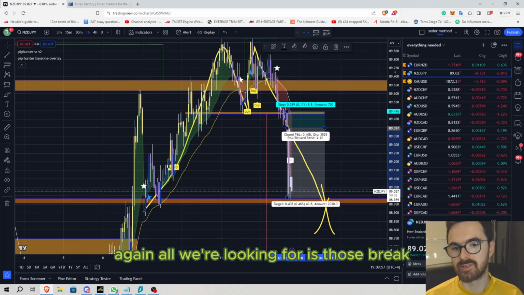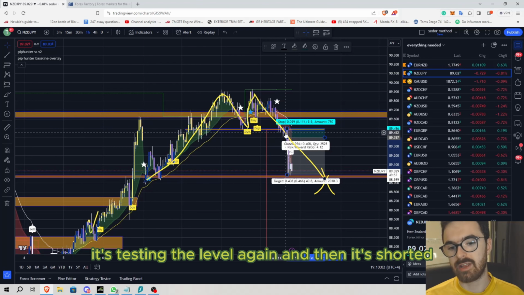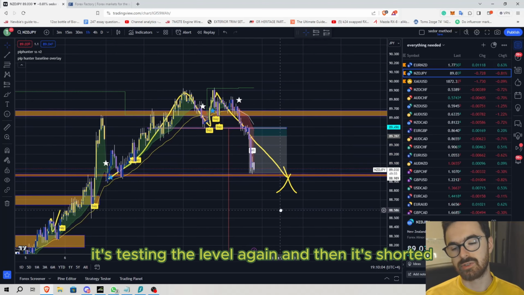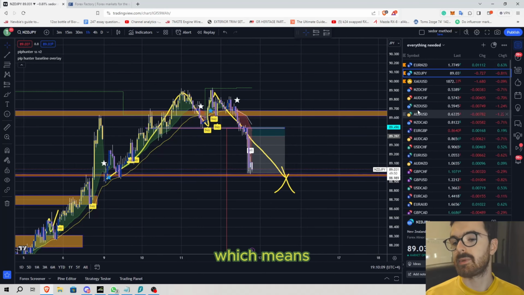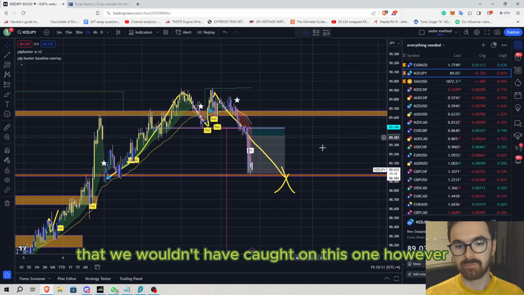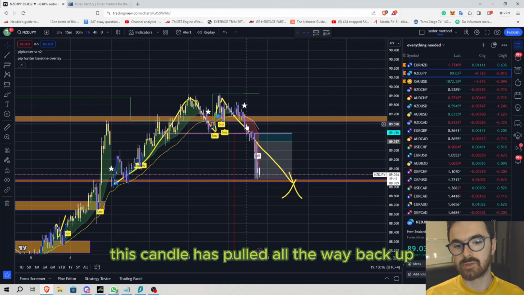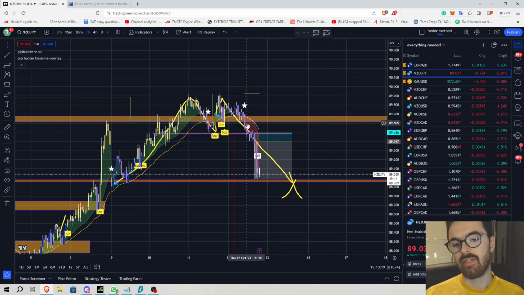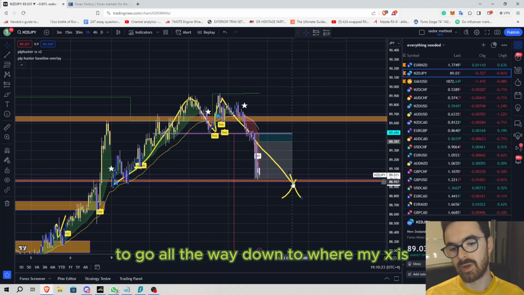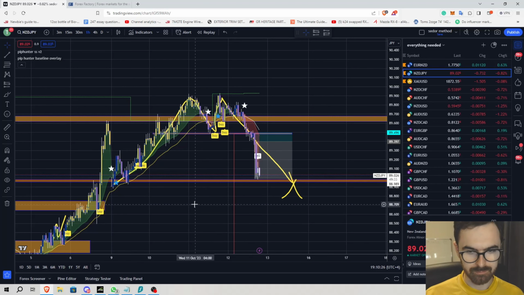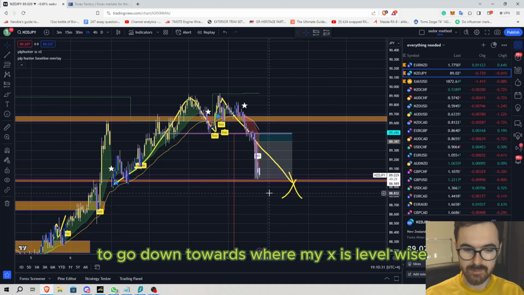Again, all we're looking for is those break and retests. So when it has broken through, it's testing the level again, and then it's shorted on whatever time frame you're trading. In this case, it was a lower time frame trade, which means that we wouldn't have caught it on this one. However, you may have caught this one where it has broken through. This candle has pulled all the way back up. That's where you could have grabbed your entry. But then you would have been entering here to go all the way down to where my X is, instead of entering here to go down towards where my X is level-wise.